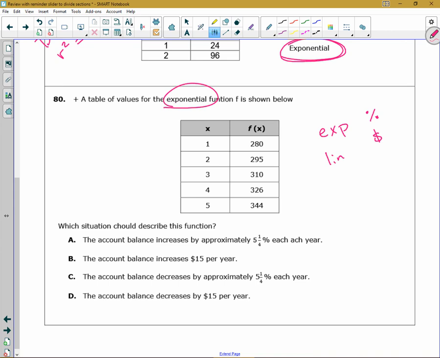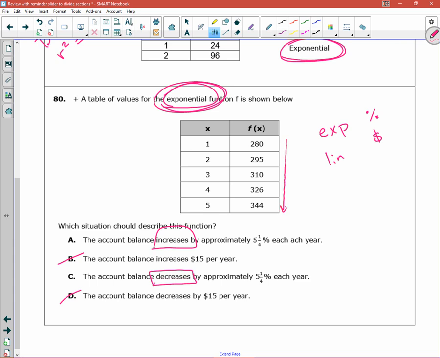So I already know that B and D are out because it's told me it's exponential, so it has to go by a percentage. And then, so I can avoid the calculator if you want to, I can see that with C and A, one of them's increase and one of them's decrease. So when I look at those y values, am I increasing or am I decreasing? I'm increasing. So it has to be A. The other thing to do is to go to stat calc and use 0 to find out what that exponential function would be. And you would have to look at your B value to be able to answer the question.